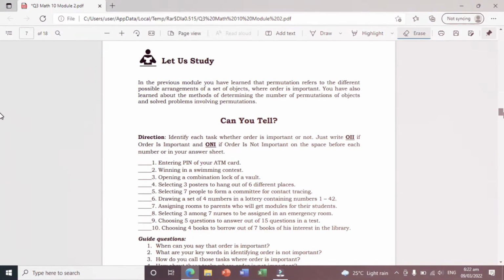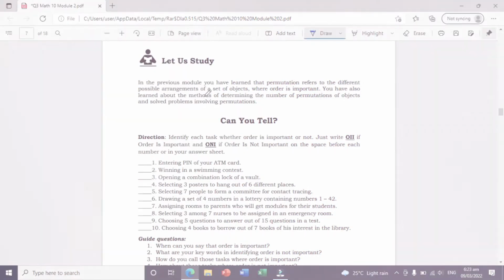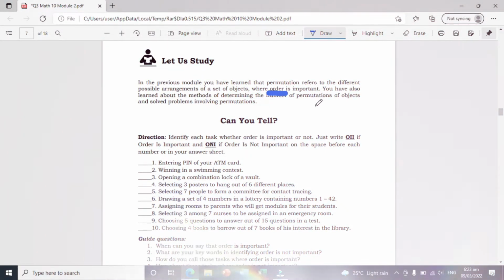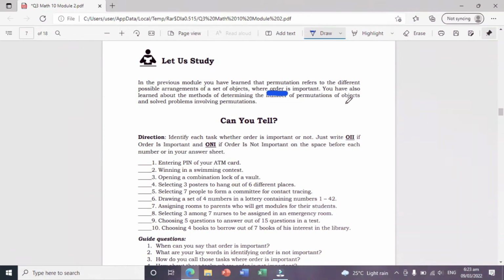So let us study. In the previous module, you have learned that permutation refers to the different possible arrangements of a set of objects where order is important. You have also learned about the methods of determining the number of permutations of objects and solving problems involving permutations. So, umpisa tayo sa "Can you tell?"